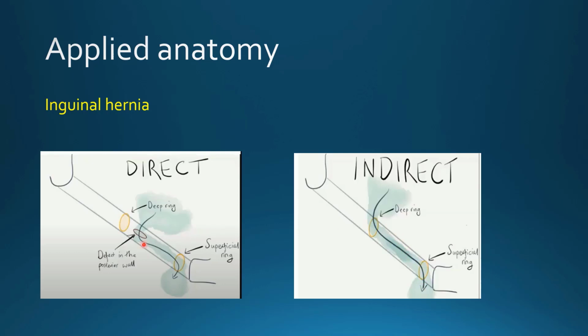Look at this picture. In direct hernia, directly the contents are entering the canal, bypassing the deep inguinal ring. If they have to bypass the deep inguinal ring, the contents are directly entering the canal, breaking the posterior wall of the inguinal canal. There should be deficiency in the posterior wall of the inguinal canal. Then this type of hernia is called direct inguinal hernia. This is indirect inguinal hernia.